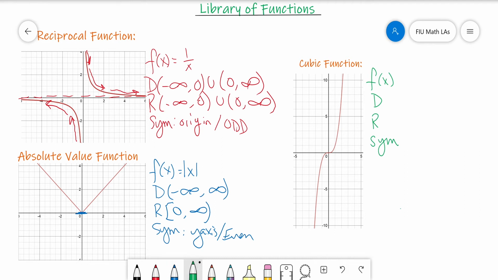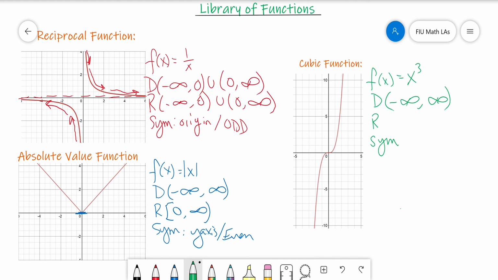The last function that we have to the right here is our cubic function, and it looks like f of x equals x cubed, and the domain of this function is all real numbers. Because I can cube a negative number, I can cube 0, and I can cube a positive number. So therefore, the domain of our cubic function will be negative infinity to positive infinity.